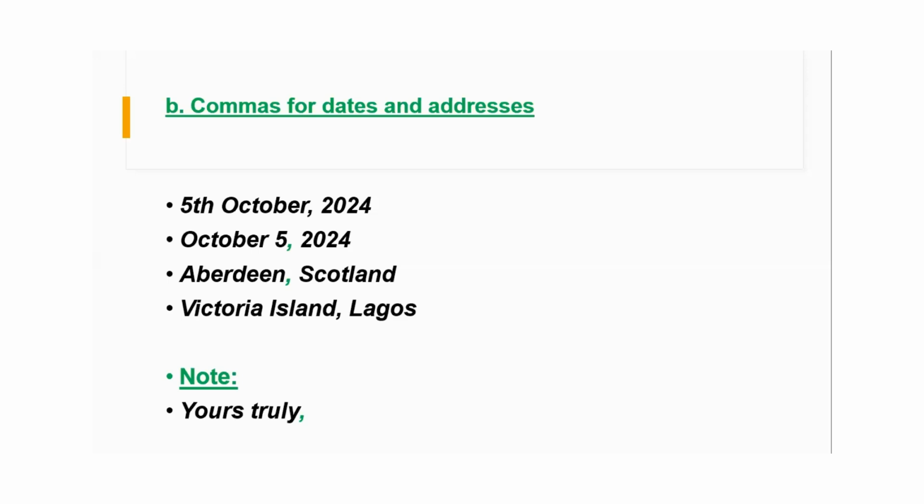Usually we also have commas before a city. If you mention a town in a city, it's usual to put a comma before writing the city. So you have Aberdeen, Scotland, whether in an address or just in an ordinary essay that you're writing. We have Victoria Island, Lagos, a comma in between before the city.